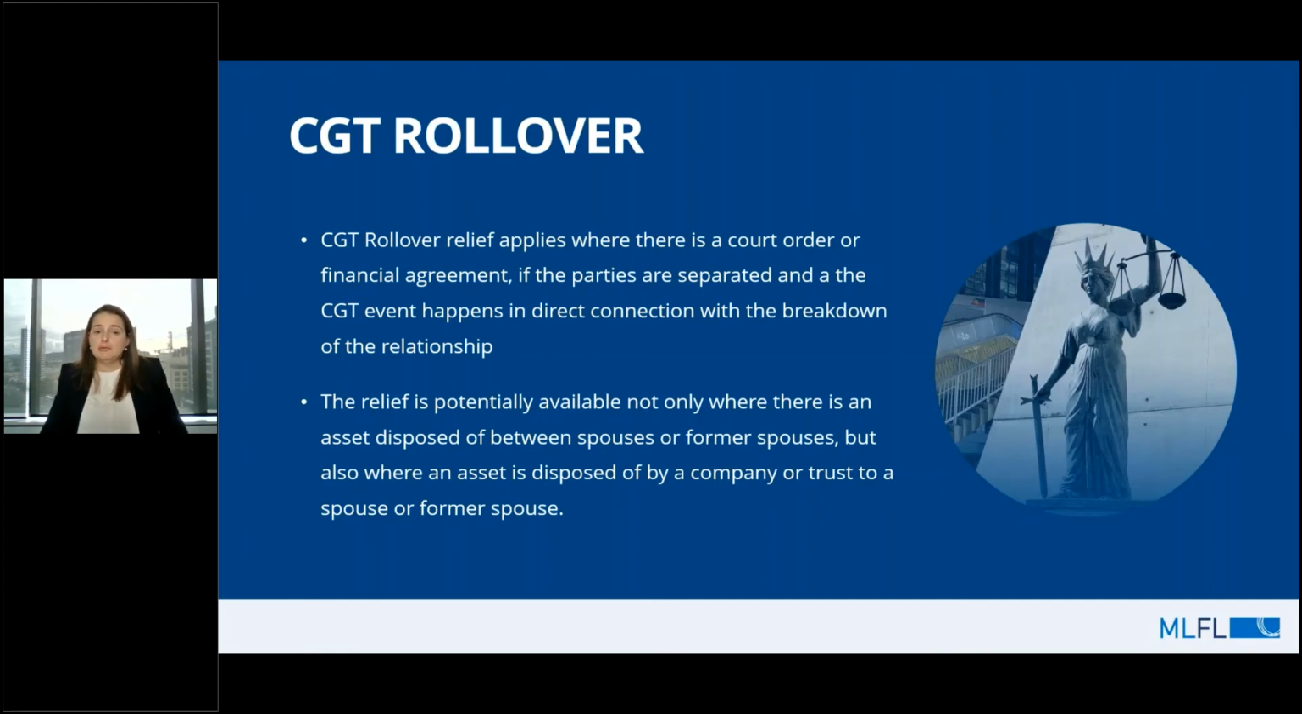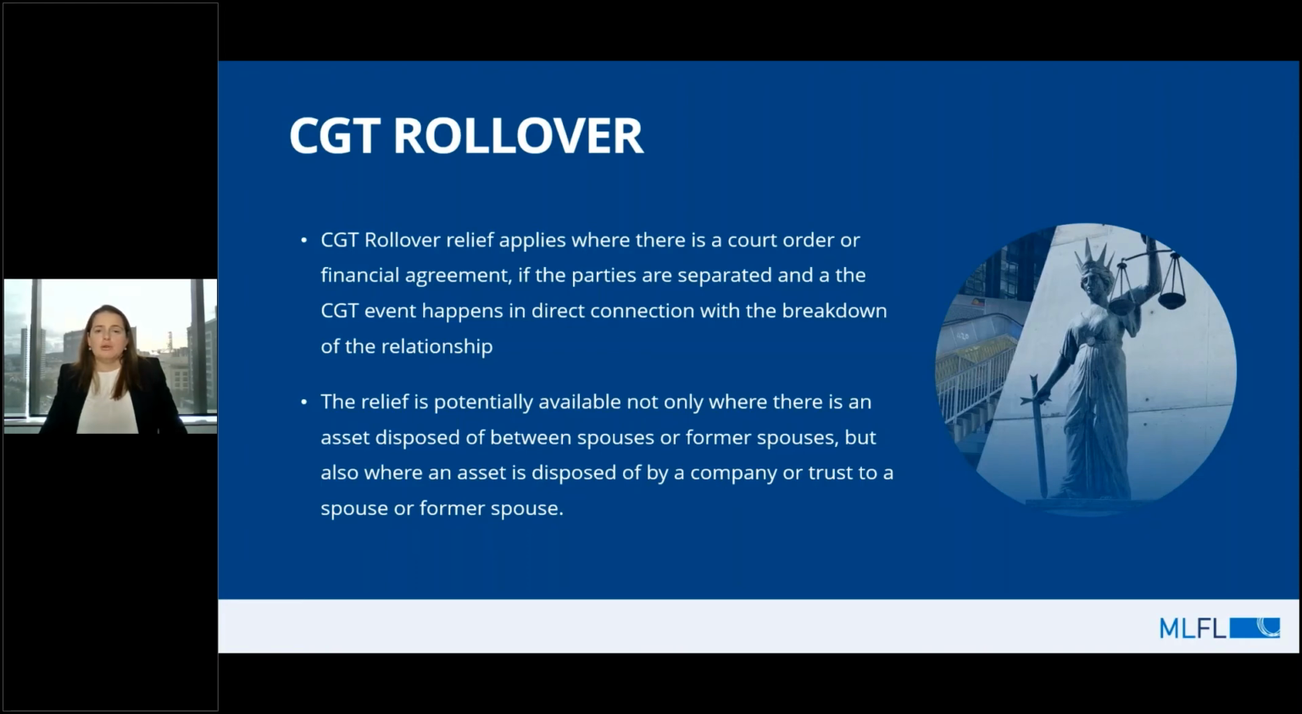CGT rollover relief only applies where there is a court order or a financial agreement, if the parties are separated and the CGT event happens in direct connection with the breakdown of the relationship. Management of CGT and CGT rollover relief is often one of the more important revenue considerations in a division of property upon a marriage or relationship breakdown. The relief is potentially available not only where there is an asset disposed of between spouses or former spouses, but also where an asset is disposed of by a company or a trust to a spouse or a former spouse as part of property settlement transactions.